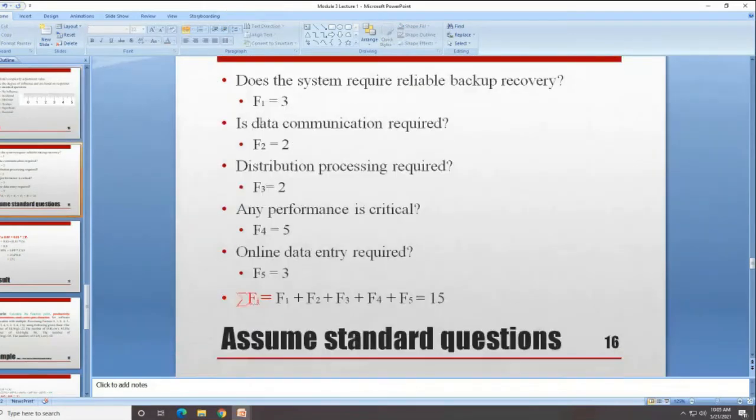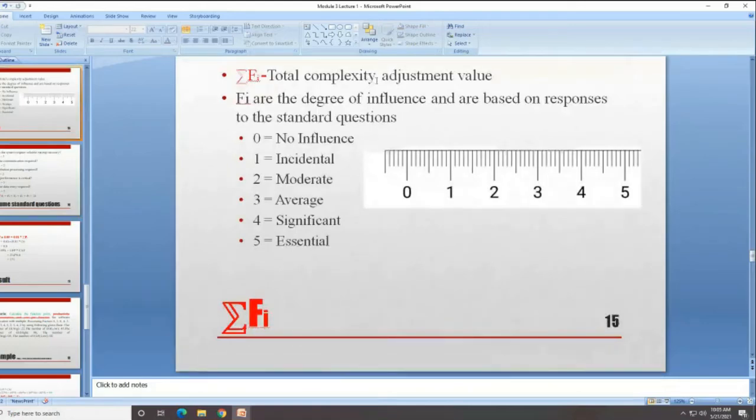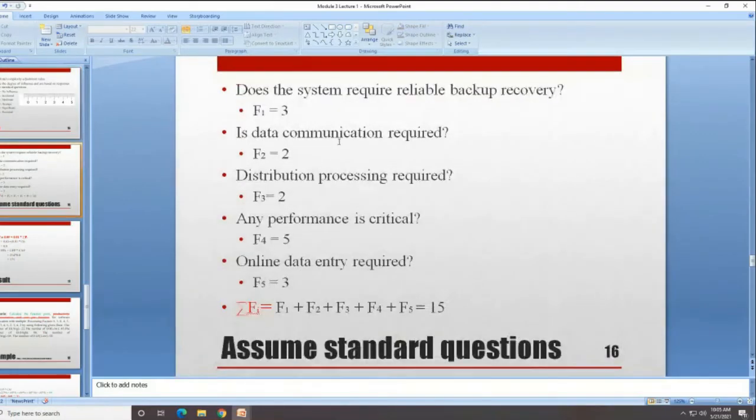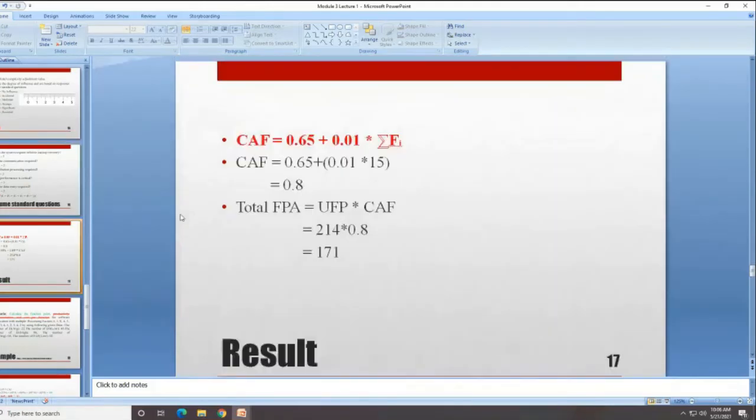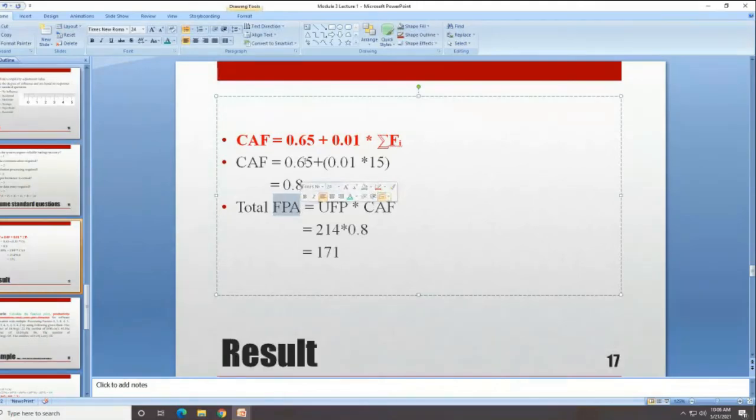So likewise, for this particular standard query, what is the level of complexity adjustment value? Whether it is 0 or 1 or 2 or 3 or 4 or 5, right? Based on this, we are calculating the FI. FI is 15 here. So from this, we will be able to calculate the FPA, right? 0.65 plus 0.01 into 15. We'll be able to calculate the CAF, and multiplying UFP and CAF, we'll be getting the value as 171.